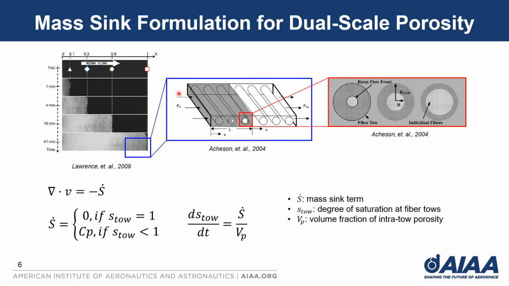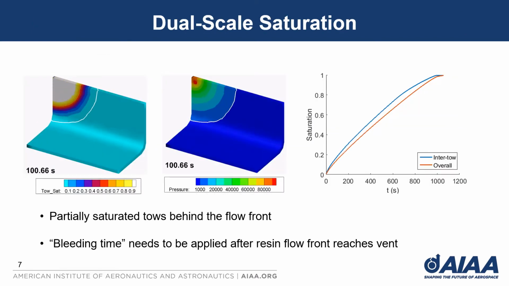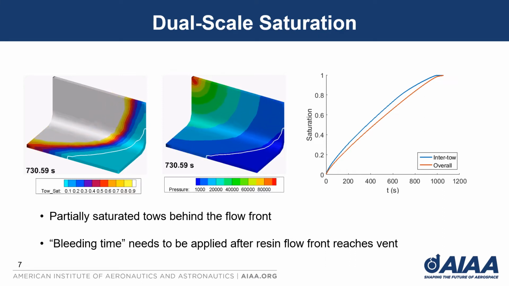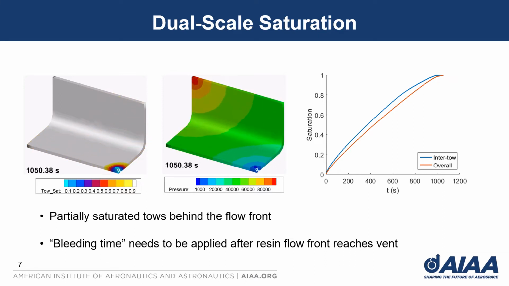So to capture the dual-scale porosity, we adopt the mass sink approach to model the absorption of the resin into the tows. A mass sink term is added in the continuity equation, which is a function of tow saturation degree and pressure. With the mass sink, we can simulate the partially saturated tows behind the flow front, as shown by the tow saturation on the left video.